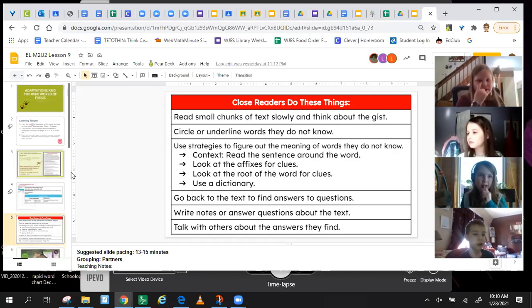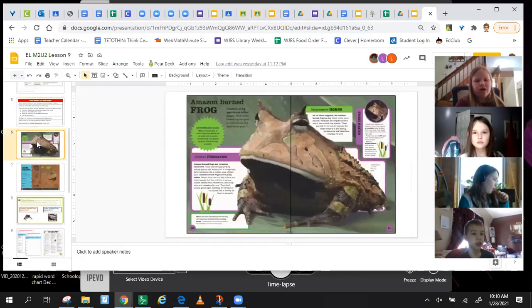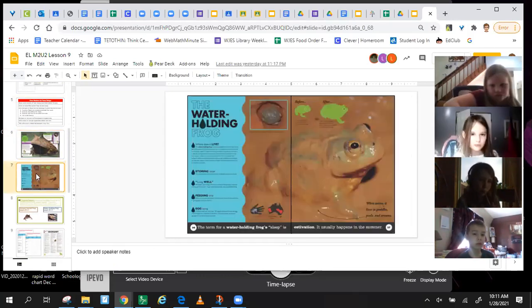And so you are going to have two frogs. I'm going to show you the two frogs that we're going to work on today. First one, don't be turning any pages quite yet. So I have the Amazon horn frog. So half of you will become experts for that one for today, and the other half will be for the water holding frog.